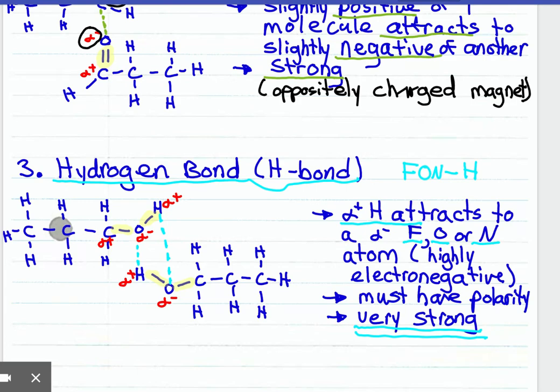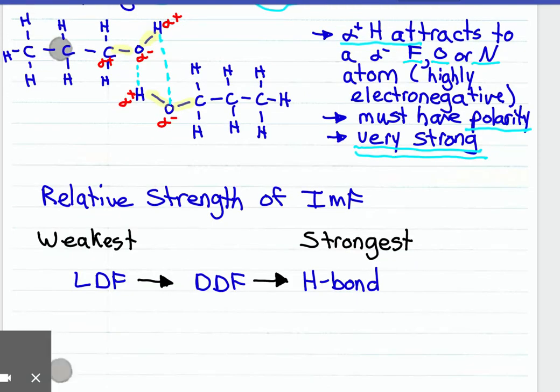So you should realize that the hydrogen bond needs polarity, because we need those partial charges to be existing between the hydrogen and the fluorine, oxygen, or nitrogen. I would hit pause and make sure you have this copied. So there are the relative strengths of the intermolecular forces we talked about. The London dispersion is the weakest, and then the dipole, and then the hydrogen bond.